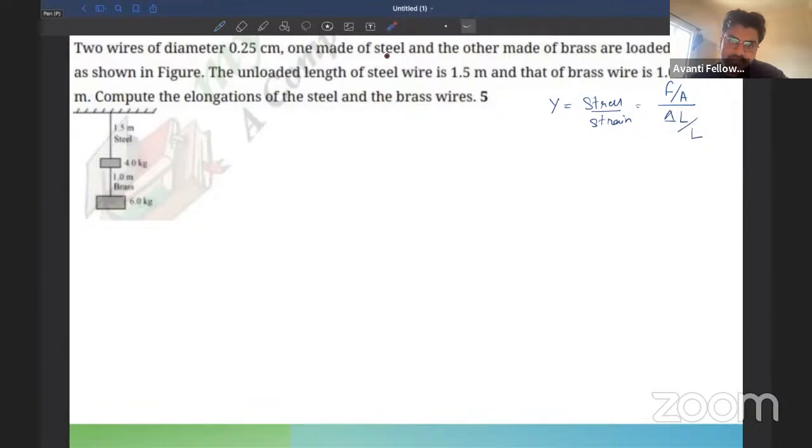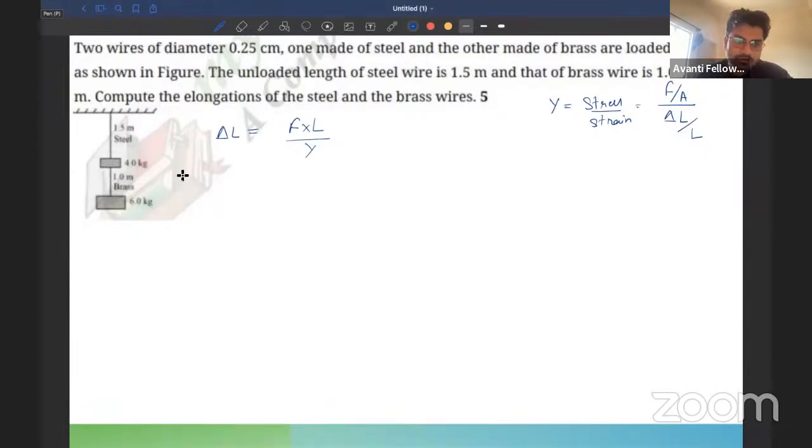Now in this question, we have to find change in length, right? So if I want to compute change in length, I can easily write delta L is equal to force into L, this L will go up, right? So force into L हो जाएगा divided by Young's modulus. Okay, FL upon Y. So this is the basic formula that we are going to use. Okay, अब आ जाते हैं. Let's come to steel first.